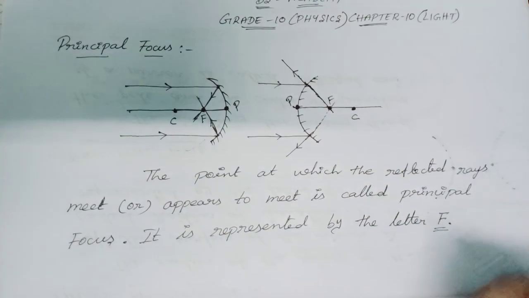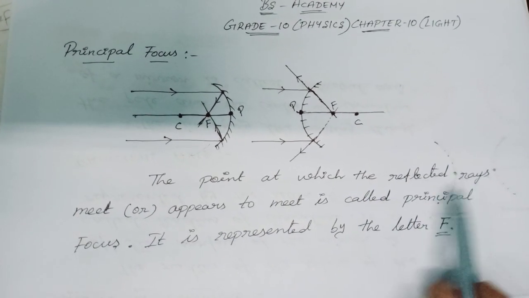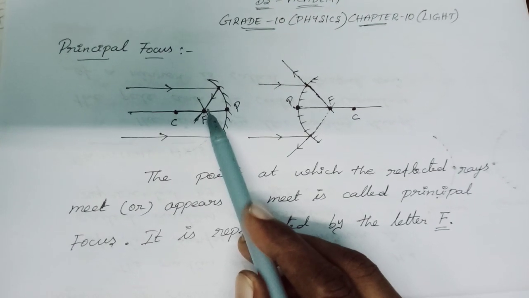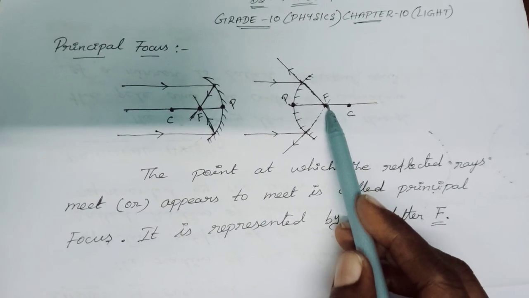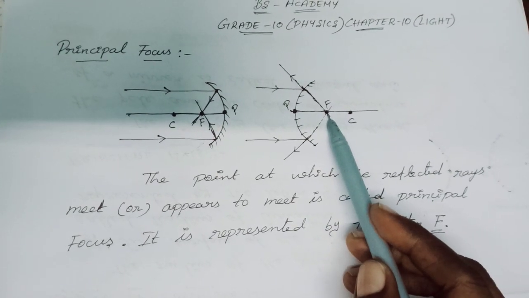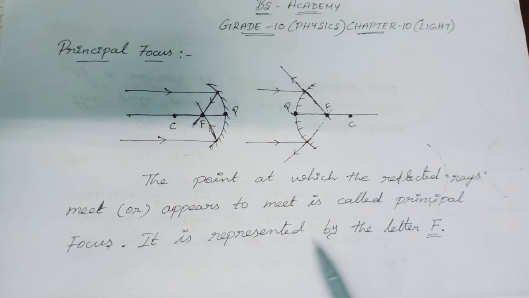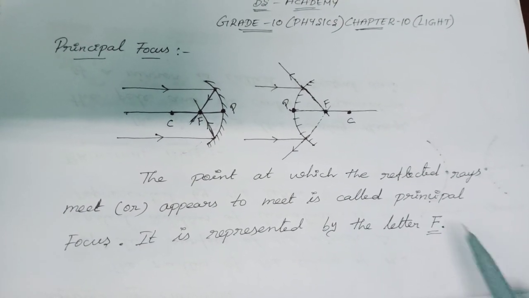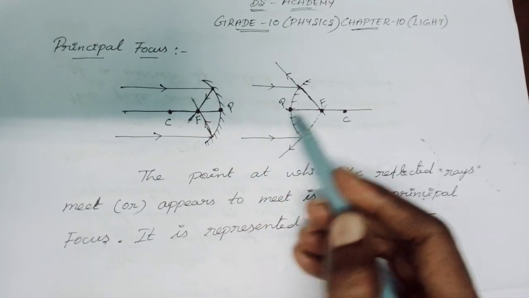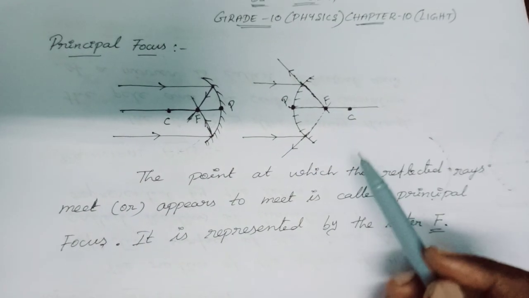Principal focus. So that is what the definition is given over here. The point at which the reflected rays meet. In case of concave mirror it actually meets, but in case of convex mirror it appears to meet. It appears to meet at this particular point, and that point is called as what? Principal focus. It is represented by the capital letter F. Was it clear, students? So this is for concave mirror and this is for convex mirror. Is it clear? Right.